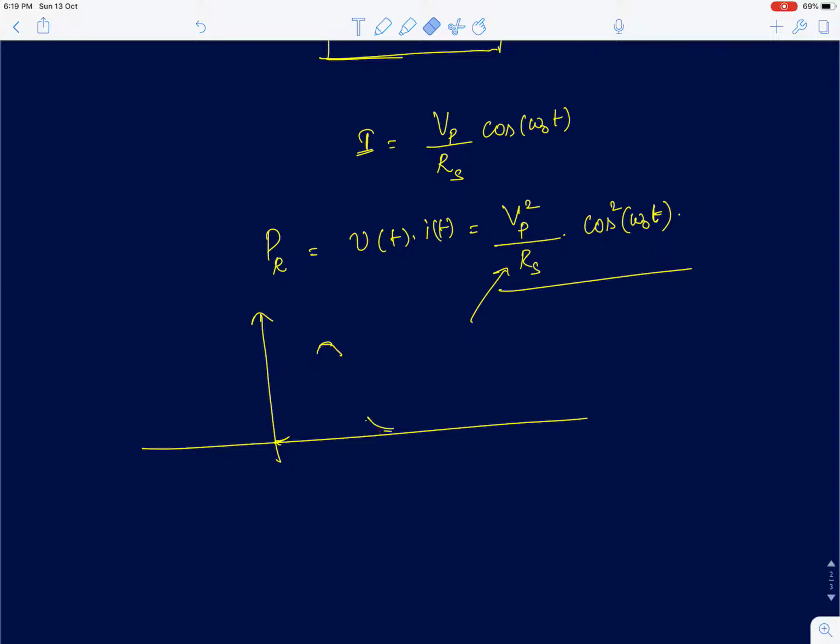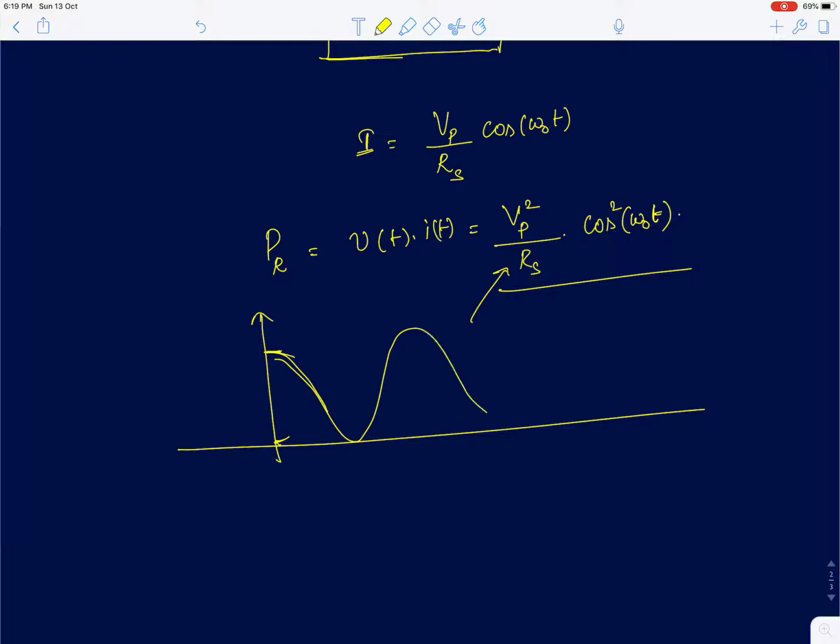Okay, I'm sorry. So it's actually always positive, indicating that the resistor can only absorb power. We have already discussed, if the power is greater than 0, then the element absorbs power. If it is less than 0, then it delivers power.